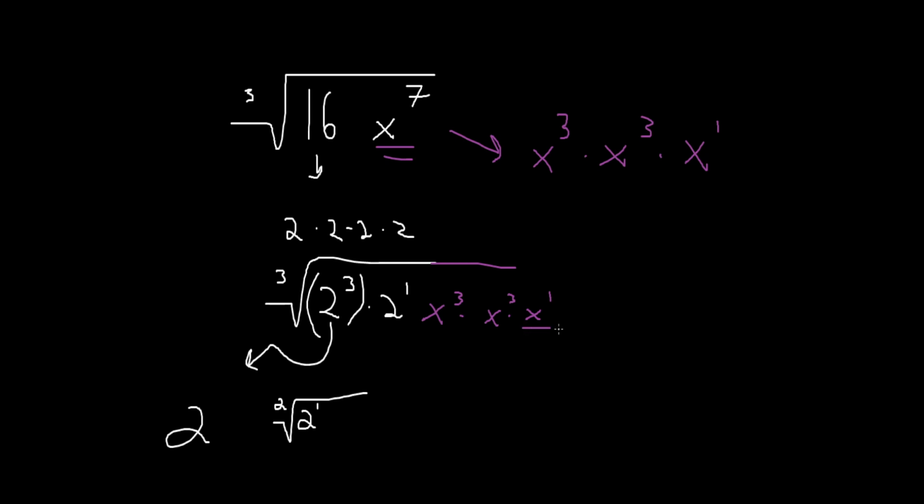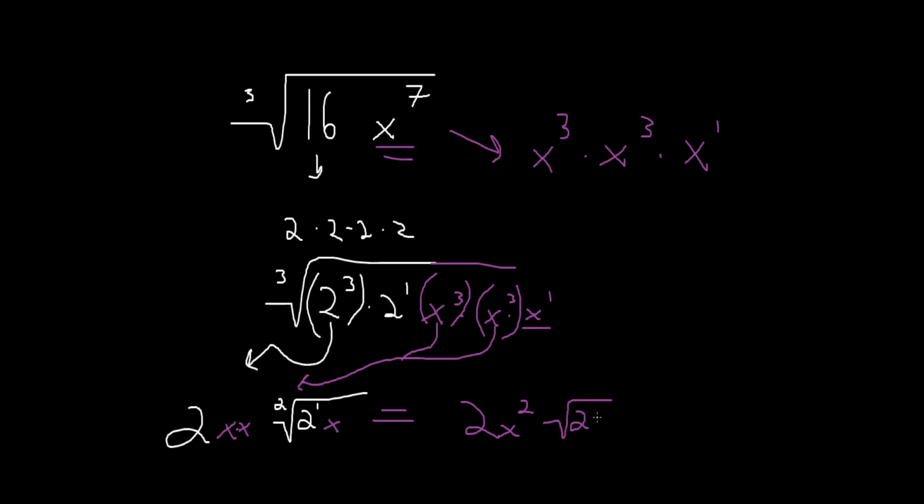So this x is going to stay on the inside. He's all by himself. But these guys are in sets of 3, so I get to pull those guys out. I have 2 of them. So that's x times x, which means our final answer would be 2x squared, because x times x is x squared, square root of 2x.